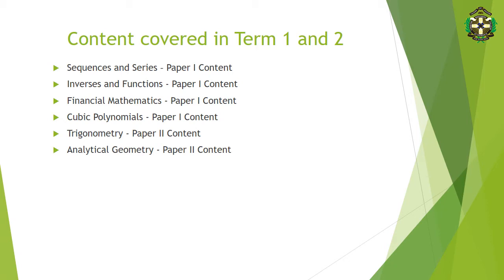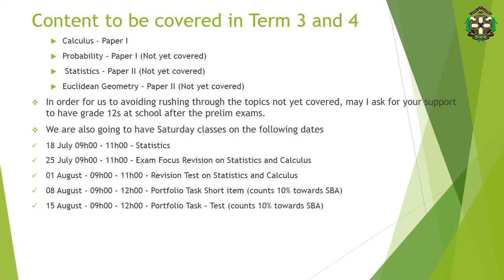Then we have financial mathematics, which is plus or minus 25 marks in their final exam. Then you have cubic polynomials and also what we call calculus, which we will explain later, but we also covered a bit of this content in paper 1. And then we go to paper 2: trigonometry, which covers plus or minus about 45 marks towards their paper 2 IEB exam, and analytical geometry, which is also paper 2 content.